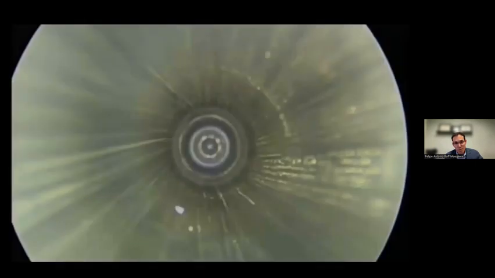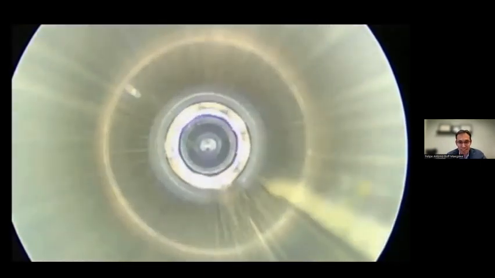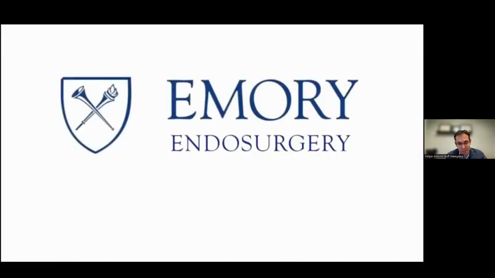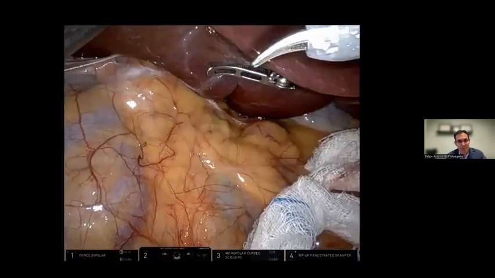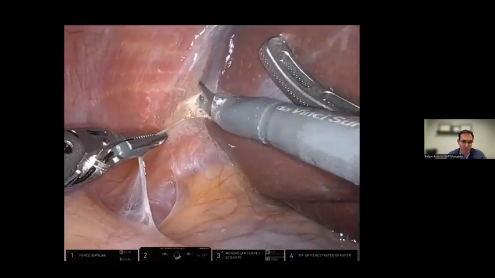So next, I'm going to show some videos here from our experience. The first one is a more straightforward right adrenalectomy. So we start the case. We're mobilizing the right lobe of the liver. We use that tip up on the xiphoid process to hold the right lobe up.